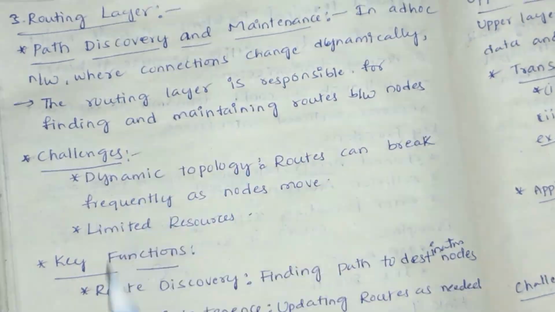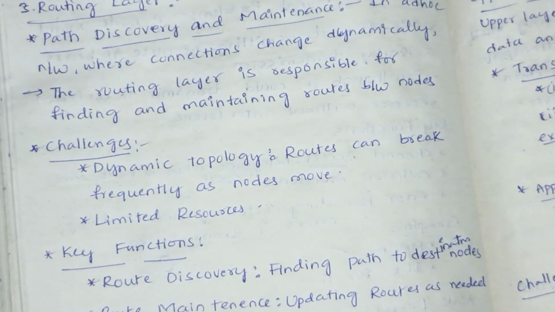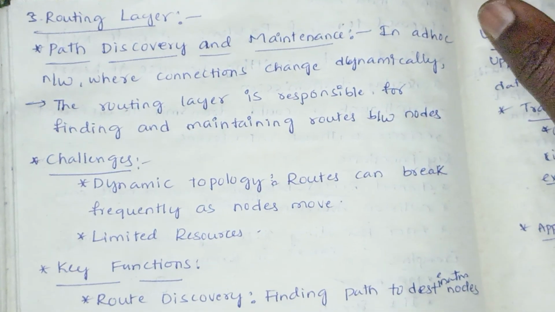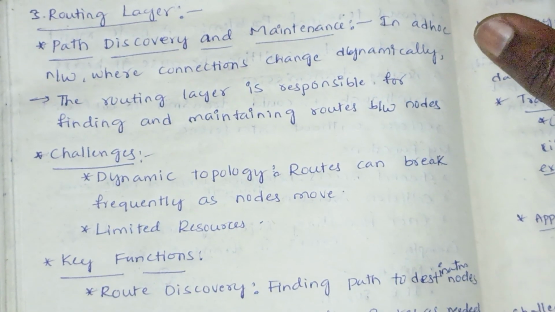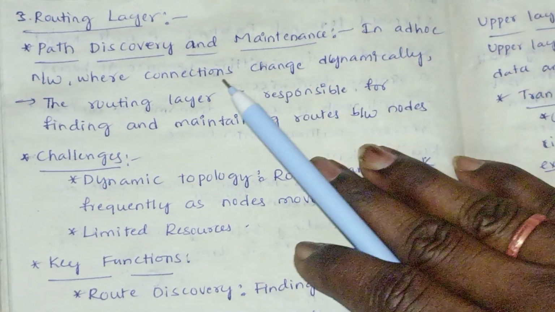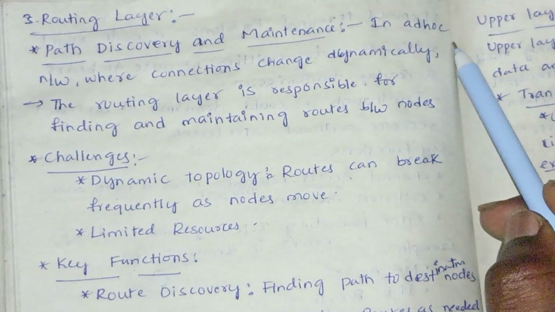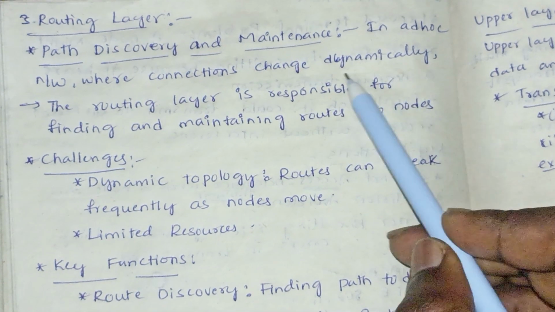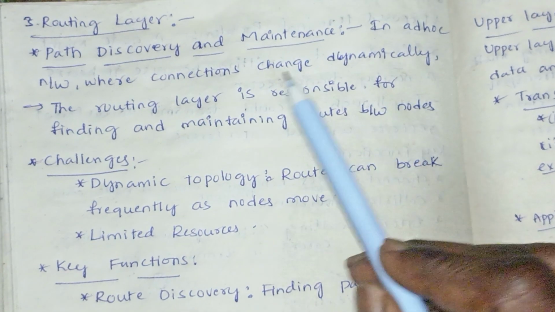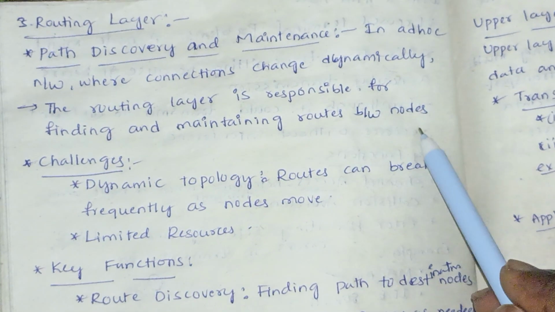Next topic is the routing layer. In the fourth unit we have the MAC layer, link layer and physical layer, right? Another one is the routing layer. This is the last topic of the fourth unit. Path discovery and maintenance is one function of the routing layer.